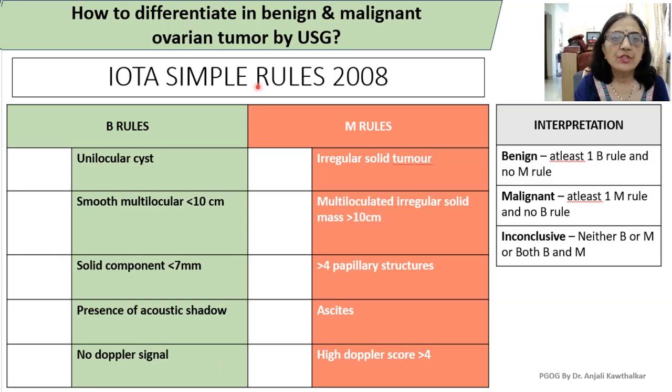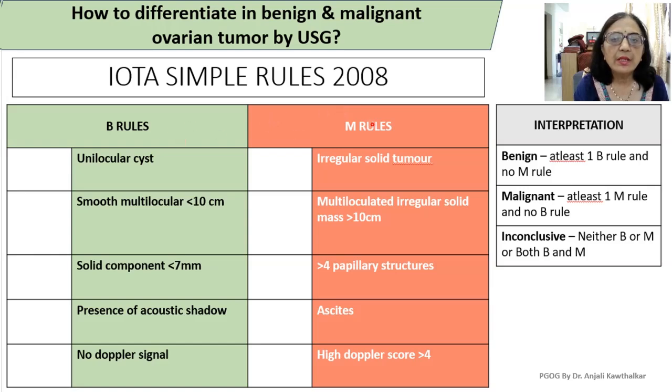So if you are asked the question, can you differentiate between benign and malignant ovarian tumors by ultrasonography? Your answer should be yes. And for that, what we use are the IOTA simple rules which were introduced in 2008. IOTA is the International Ovarian Tumor Analysis Group. It was by radiologists, and they introduced these simple rules by which we can differentiate between a benign and malignant ovarian mass. And we have to interpret the result accordingly.